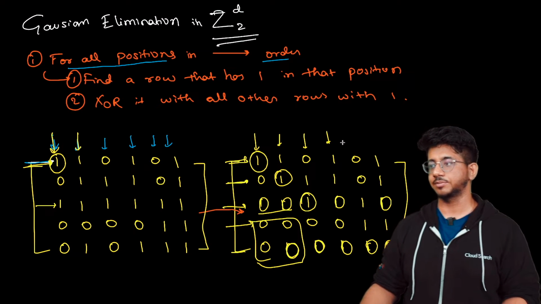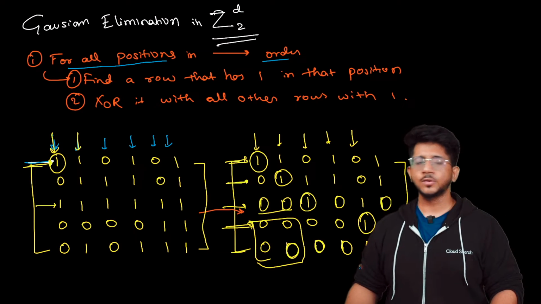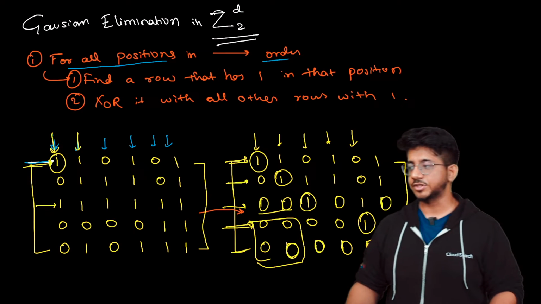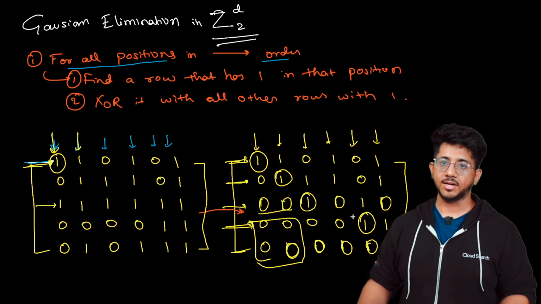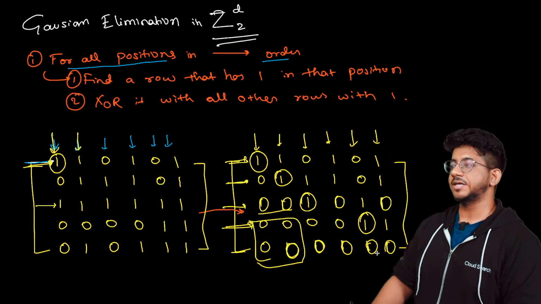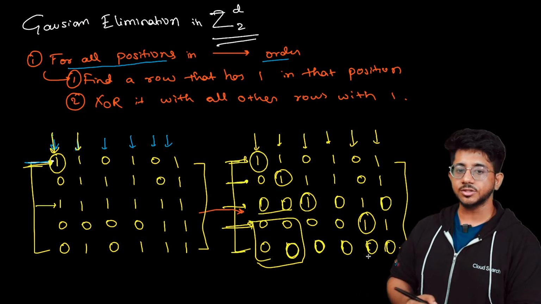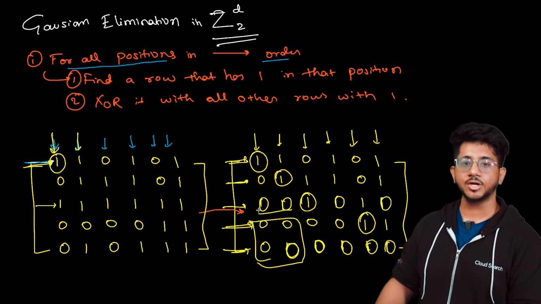So you skip this row because you couldn't find anything new. In this row, you found this one. You use it to eliminate anything else, but there is nothing left which has 1 in this column. In this column, there is no one which has 1 in it. So over here, you have completed the process. This is what is called Gaussian elimination. You ended up with a row of zeros and a changed version of the matrix.